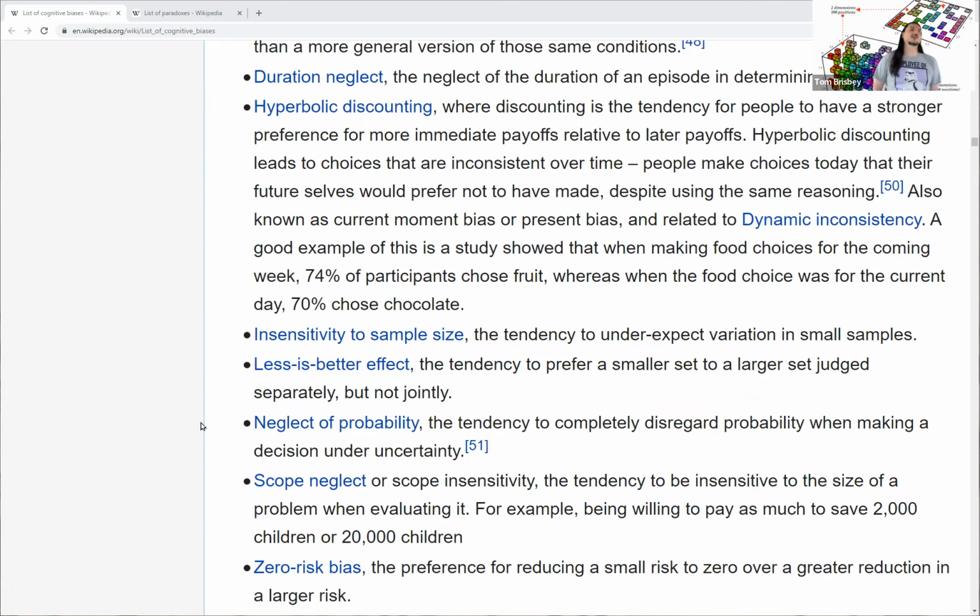Hyperbolic discounting, where discounting is the tendency for people to have a stronger preference for more immediate payoffs relative to later payoffs. Hyperbolic discounting leads to choices that are inconsistent over time. You make a choice today that your future self would prefer you have not. So it's more along the lines of what have you done for me lately? And I can't think that far into the future, therefore I can't act like it exists.